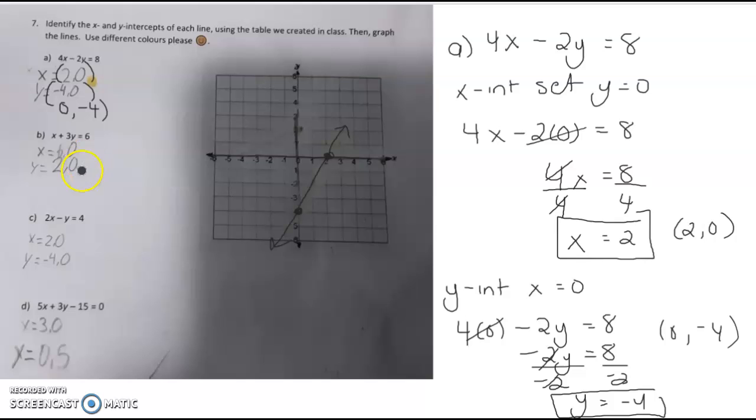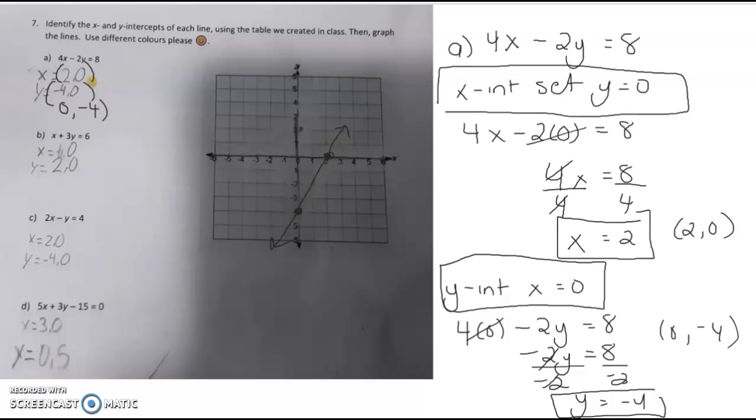So you're going to solve for the x-intercept, and then you solve for the y-intercept. Just remember, for the x-intercept, set y equal to 0, and for the y-intercept, set x equal to 0.